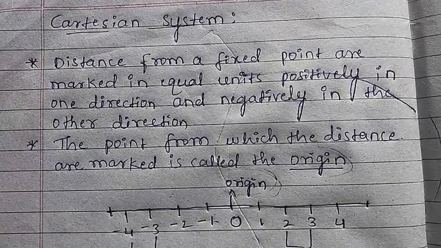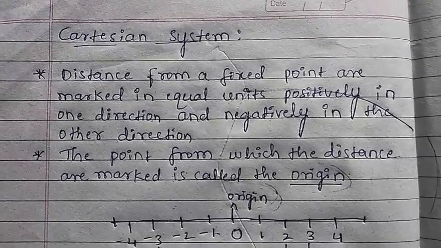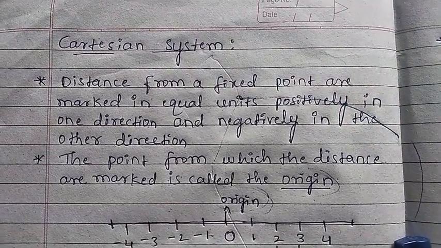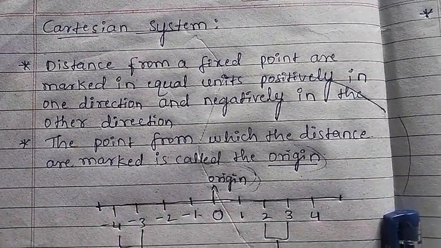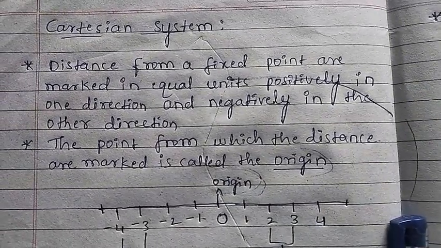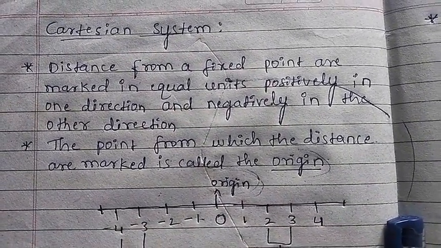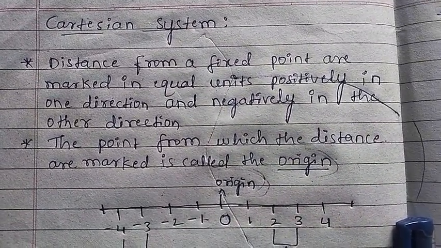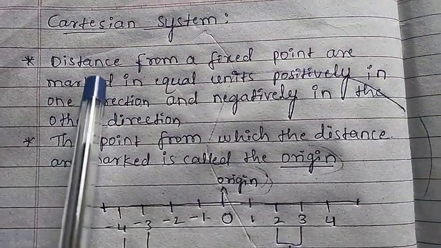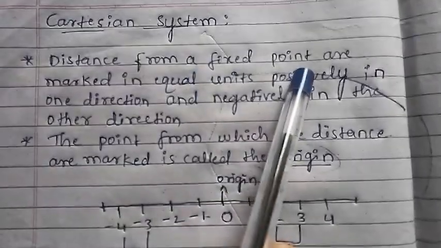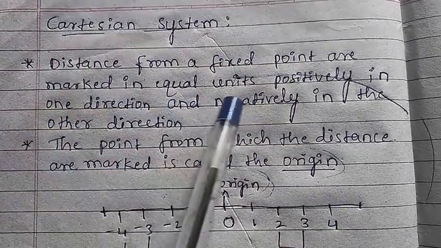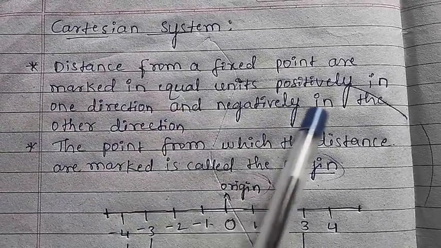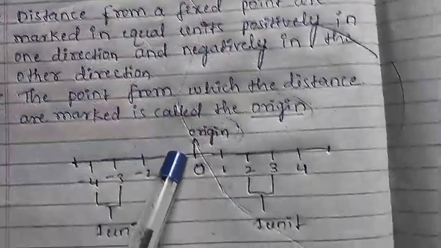Now see two more points here. One more point, we recall from the first lesson, in the number system, we know how to represent integers on the number line and how to represent rational numbers on the number line. Similarly, see here what is given. First point: distances from a fixed point are marked in equal units positively in one direction and negatively in the other direction. Now see that a figure is there.